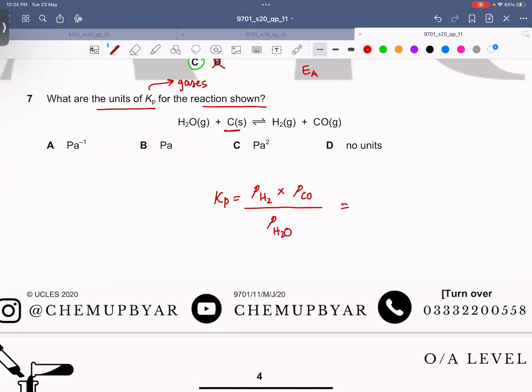So if I go for the units, and as they have given us the pascals, so Pascal times Pascal divided by Pascal. So we are left with Pascal only. So it means A, C, and D go wrong, and our correct answer is B.